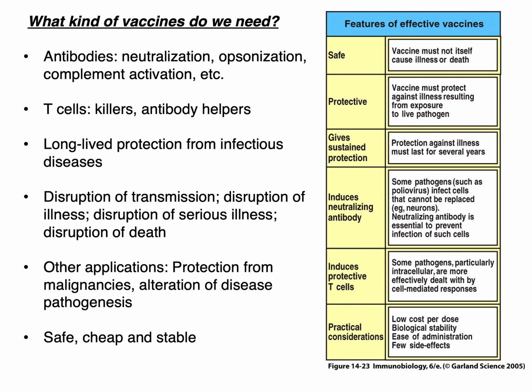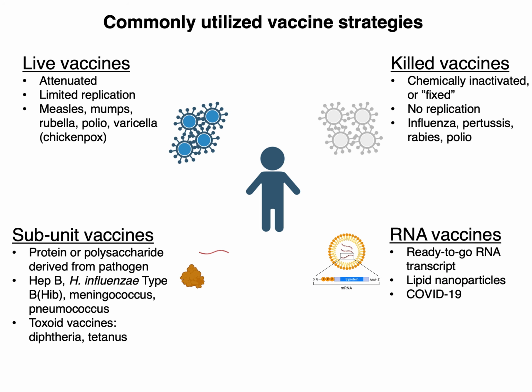However, this is difficult to achieve in the case of many respiratory pathogens. And so in that case, we want vaccines that can disrupt serious illness and death. We would like to generate vaccines that can protect from other sorts of diseases, such as protection from malignancies, or immunotherapeutic vaccines that can alter disease pathogenesis. And we really need vaccines that are safe and cheap and stable.